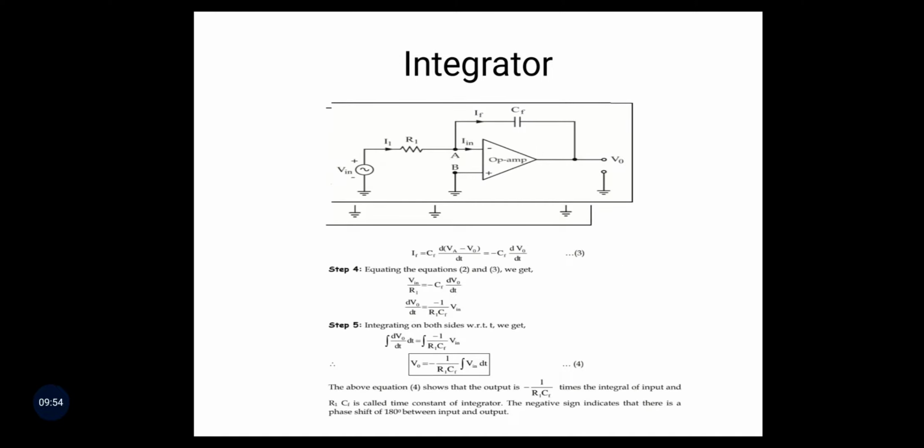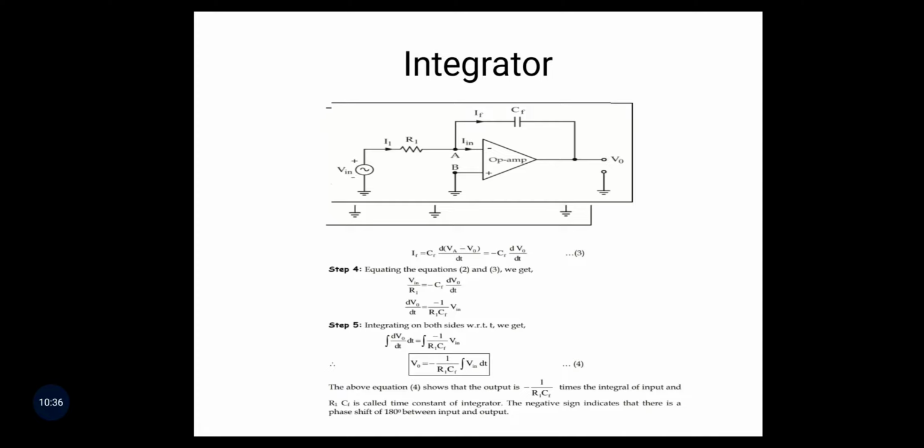Here the input is Vin, the input voltage, and the current flowing is I1. Next, the input resistance is R1. The two terminals are A and B. Next, the capacitor CF is the feedback capacitor. The input current is IN, the feedback current is IF, and the output voltage is V0.